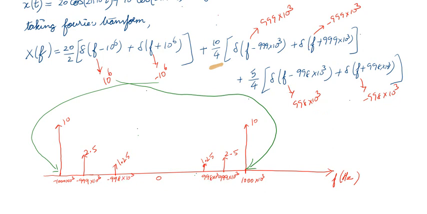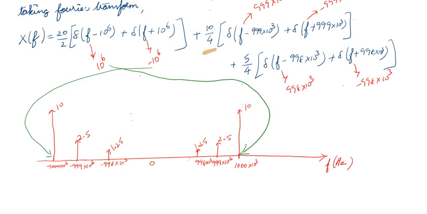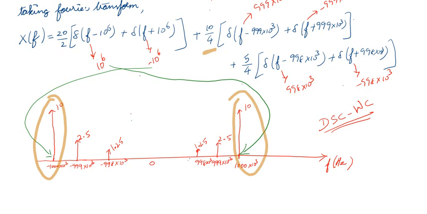Now we would have understood why it is a double sideband with the carrier. Because we have a separate carrier component present, as well as the upper sideband and the lower sideband. Right, got it. This is how we plot the spectrum.